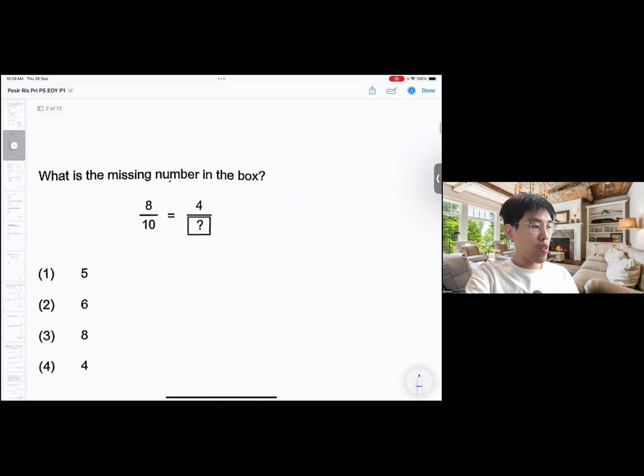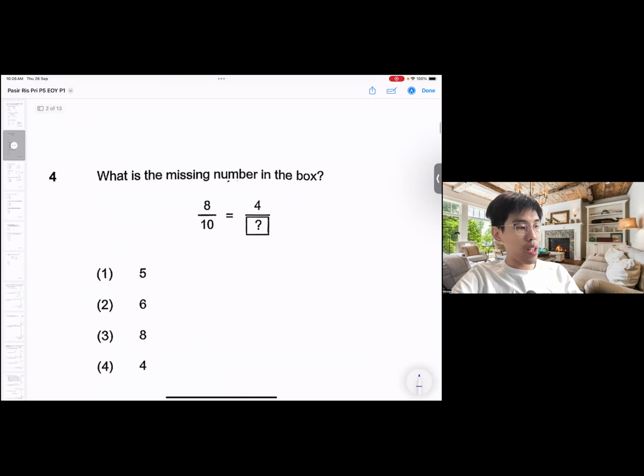Question 4. What is the missing number in the box? So 8 to 4 is divided by 2. Therefore, 10 divided by 2 gives me 5.